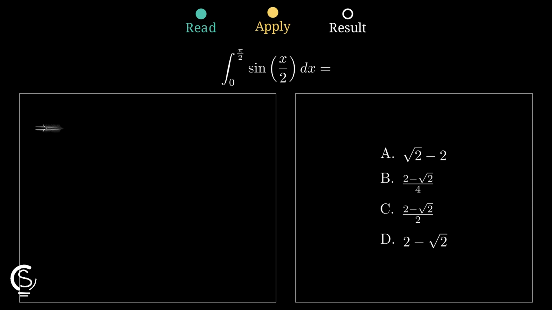Now, we plug in our upper limit of pi over 2 and our lower limit of 0. This means we calculate negative 2 cosine of pi over 4 minus negative 2.